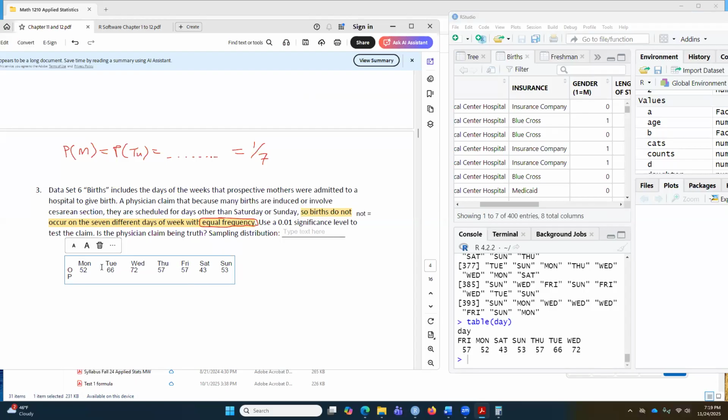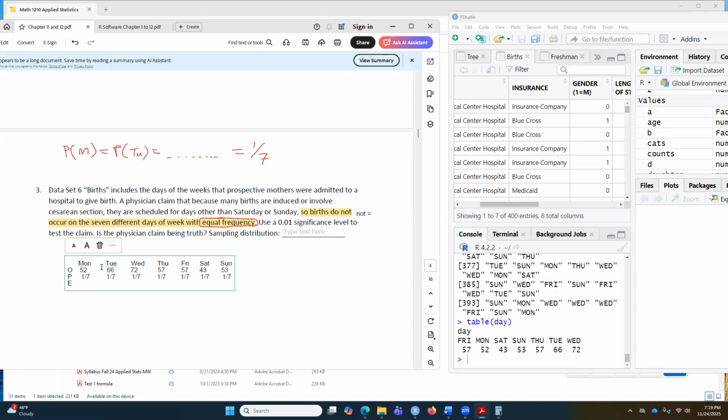Again, it came from your RStudio. P stands for probability because they are equal frequency. That means it is 1 out of 7 for each case. Okay, so again, all 1 out of 7. And then we need to find the expected frequency here. So let me put down all this in a table form here. I put E for the expected frequency.